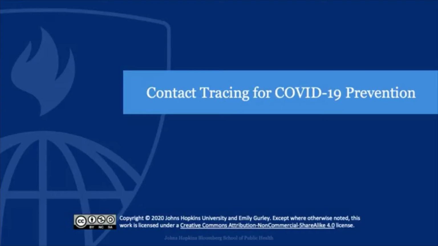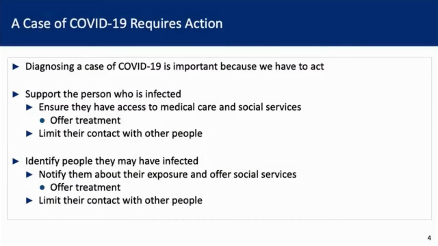So let's talk now about contact tracing and how it's used for COVID-19 prevention. Every case of COVID-19 that's diagnosed requires action. We have to act. And there are a number of ways that we have to act. First, we need to support the person who is infected. It's important that we act to ensure that they have access to medical care and any social services they may need. They need to be able to access treatment.